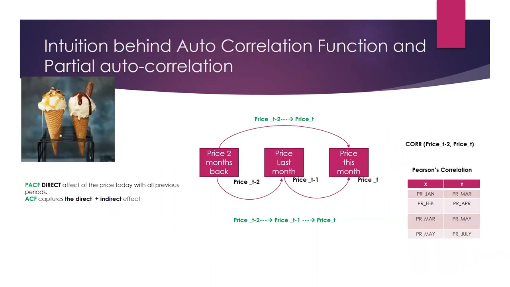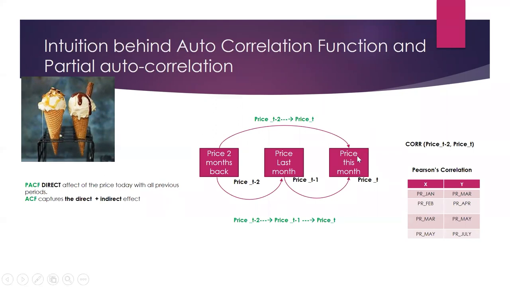Now, we'll talk about two things here. One is autocorrelation and the second is partial autocorrelation. I'll take an example of sales of ice cream. When you are thinking of predicting this one variable, like sales of ice cream, one idea could be that whatever the sales are today might be dependent on the sales price from the last month, and so on, maybe 2 months back, isn't it?